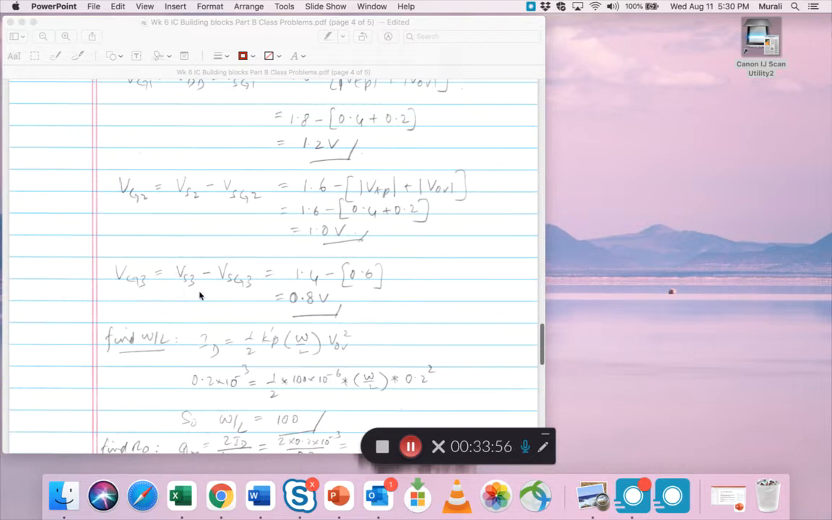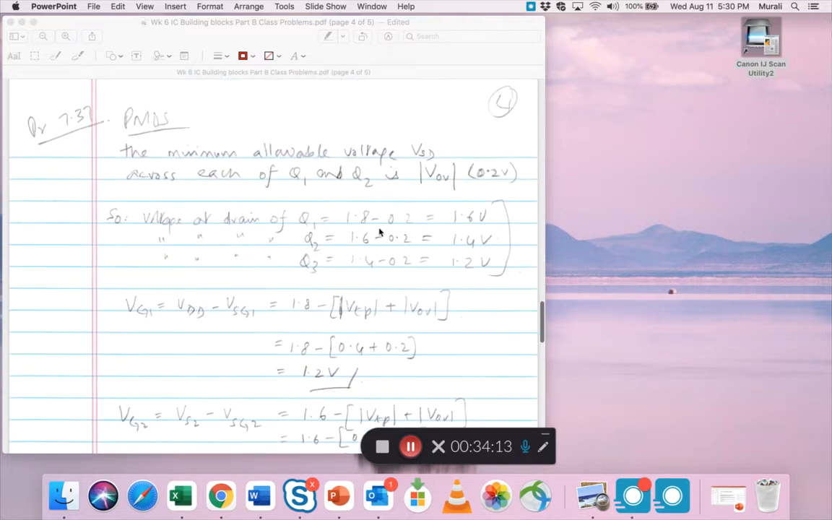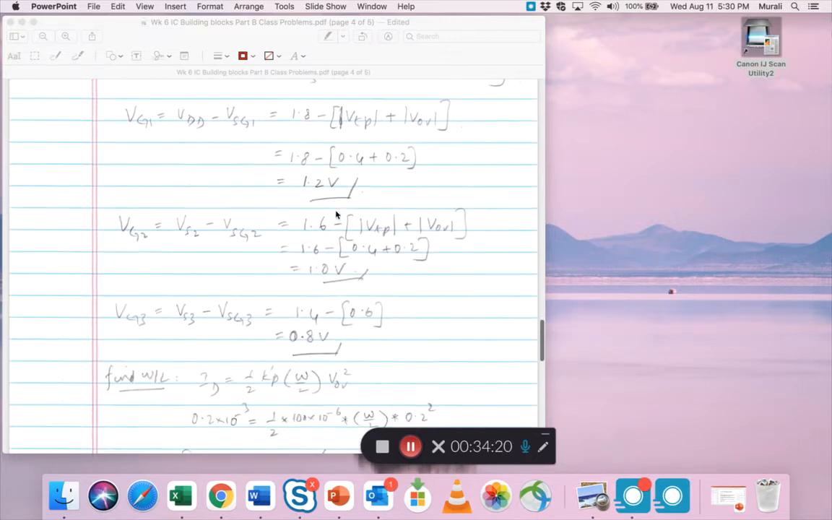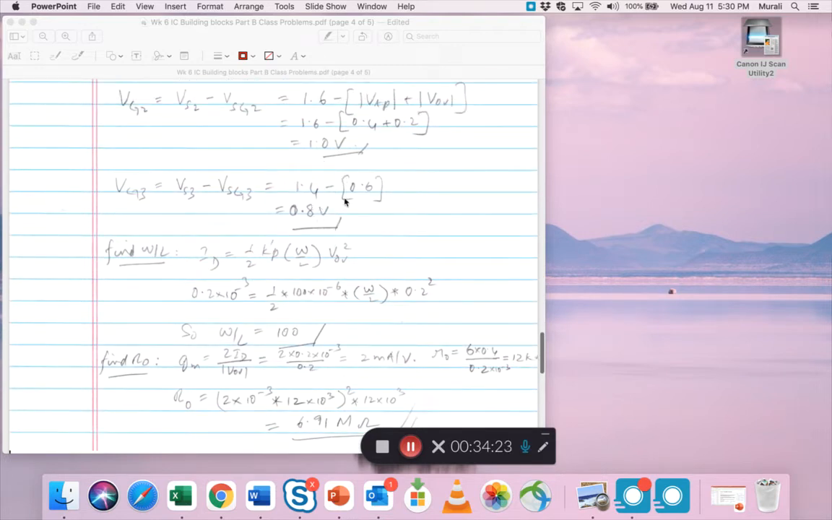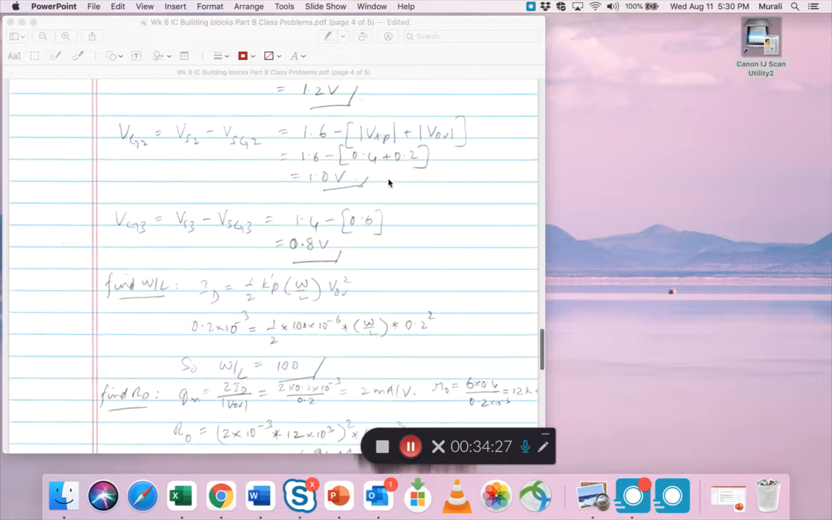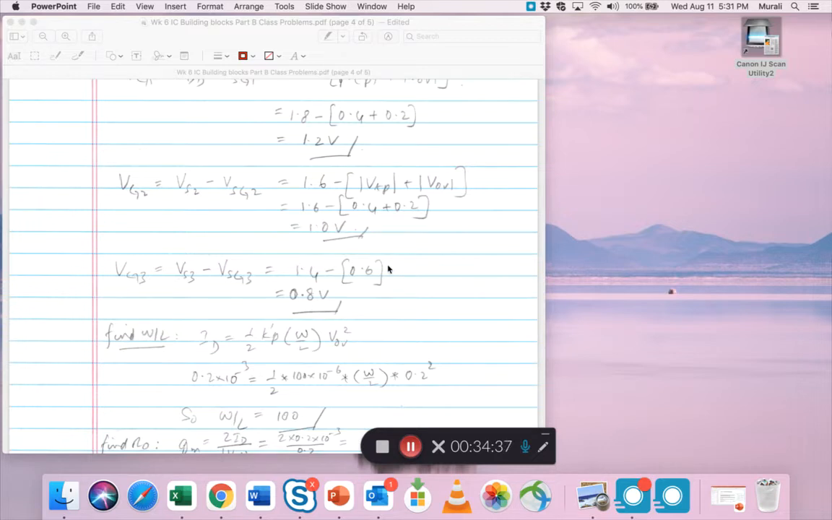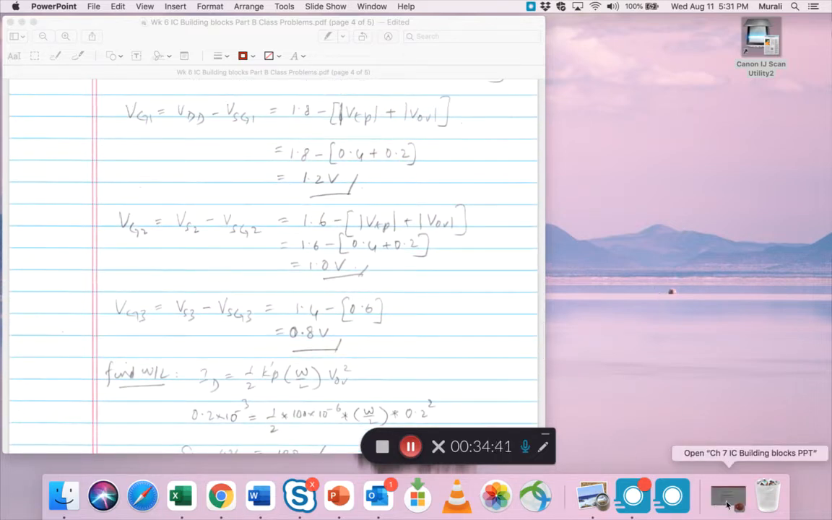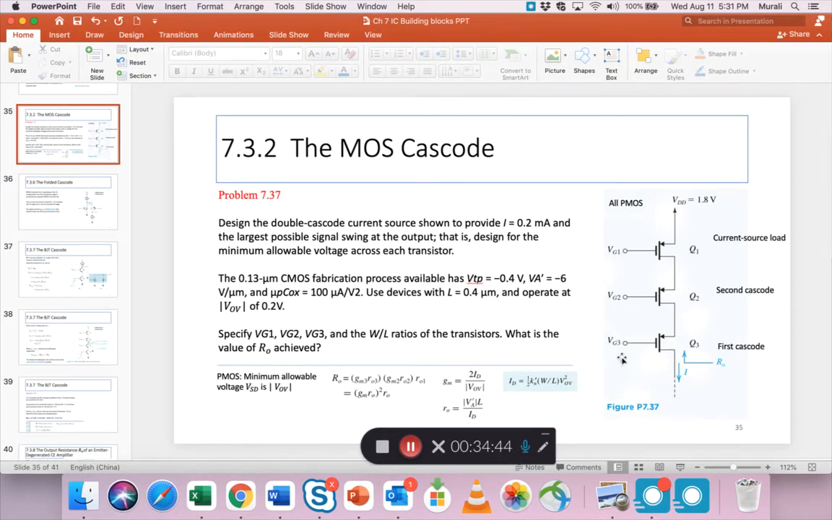Similarly, VG3 is VS3, at the source of transistor 3, minus VSG3. VS3 is 1.4. We found that using this method, at the drain, which is also the source of the next transistor. So it's 1.4 minus VSG3, which is the same business again. Add the overdrive and the VTP, and you get 0.8. Thus we got 1.2, 1 and 0.8 for the three gate voltages: this voltage, this voltage, this voltage.